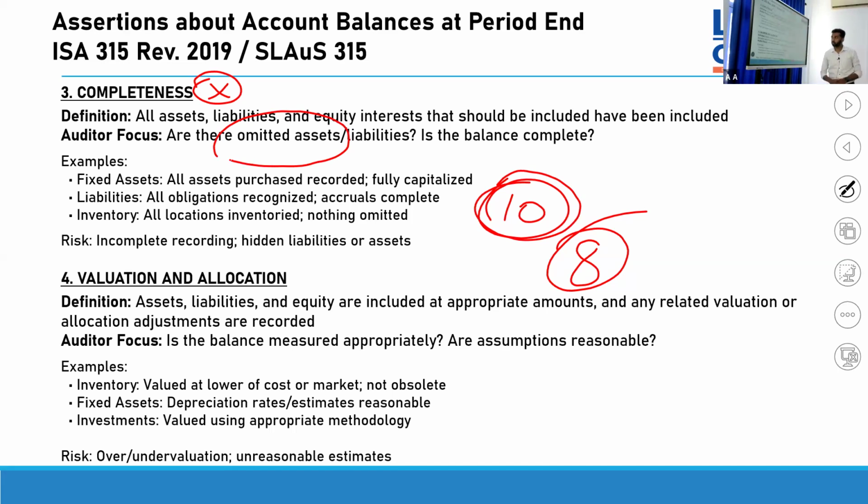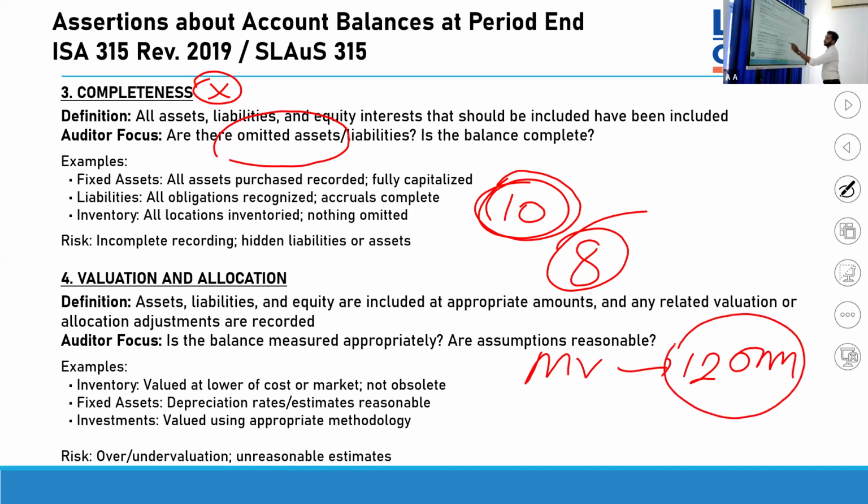Okay. Fourth one, valuation and allocations. Let's take the same previous example. That motor vehicle you recorded as 120 million, right? Now you must ensure this 120 million is recorded at the appropriate amount. This is the appropriate valuation. You must ensure that. That is valuation and allocation, right?